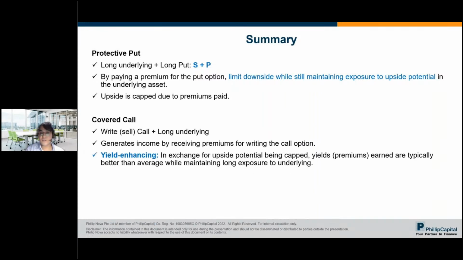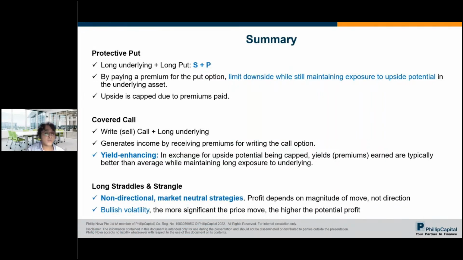On the other hand, we have a covered call strategy where we sell a call and then we buy the underlying asset. By selling a call, again, we are receiving premiums. So these regular premiums essentially serve as a form of income. So we call it a yield enhancing strategy, where in exchange for your upside potential being capped, the yields or the premiums that you earn are typically a lot higher than average. They are higher than most of the dividends that companies out there give. And at the same time, because you're long the underlying asset, you still have upside potential to the underlying price.